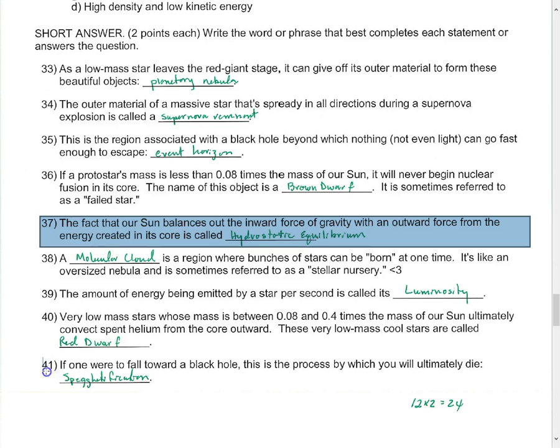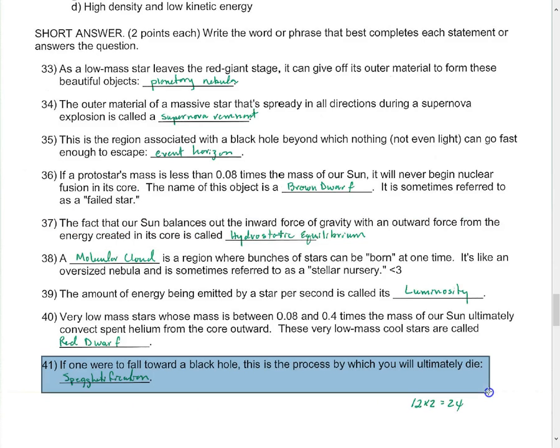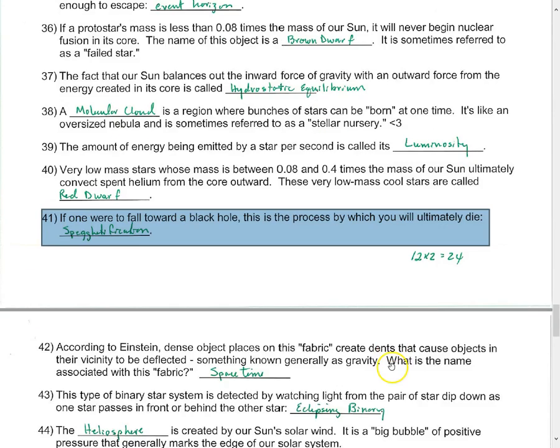Question 41, I was after spaghettification. I never know how to spell it, but spaghettification is the process by which you would ultimately die if you were to fall towards a black hole.